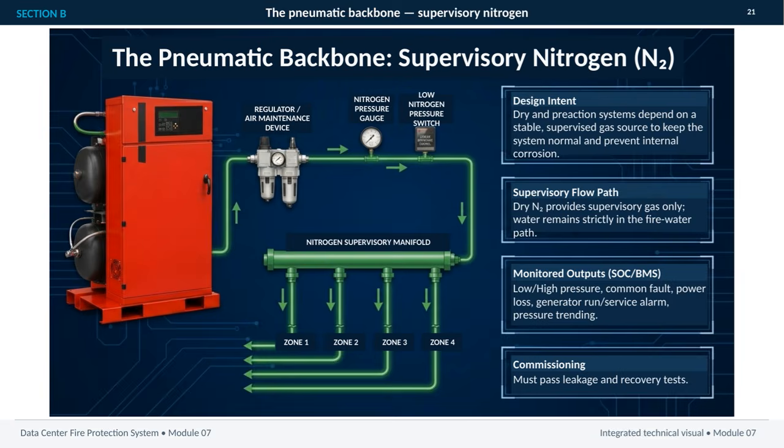It maintains the required gas pressure in the dry or pre-action piping, helping keep the system normal and reducing the risk of internal corrosion. Water remains completely separate, confined to the fire-water path until system operation requires it. The supervisory arrangement also provides outputs to the supervisory control or building management system. These include low or high pressure, a common fault, power loss, generator run or service alarms, and pressure trending. Finally, commissioning must verify both leakage performance and pressure recovery. In other words, the system has to hold its supervisory condition and recover properly after a demand or test.